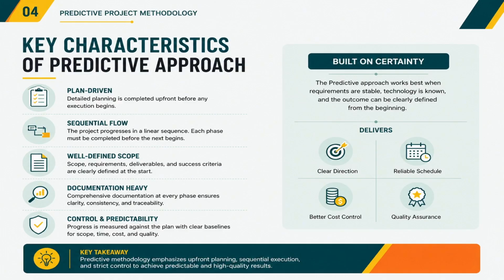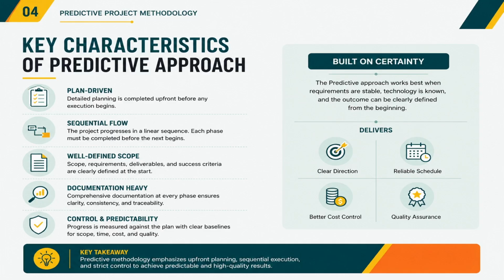Now let us understand the key characteristics of the predictive approach. The first characteristic is that it is plan driven. A lot of effort is invested in planning before the execution begins. Second, it follows a sequential flow. The project progresses in a structured order without major overlap between the phases. Third, the scope is well defined from the start itself. The requirements, deliverables, and success criteria are all clearly documented.